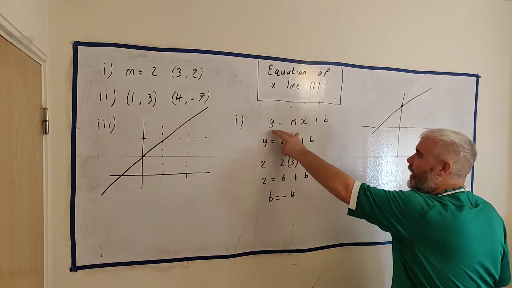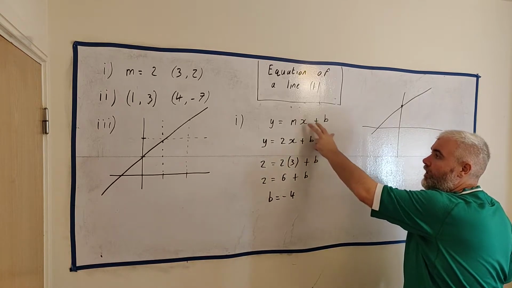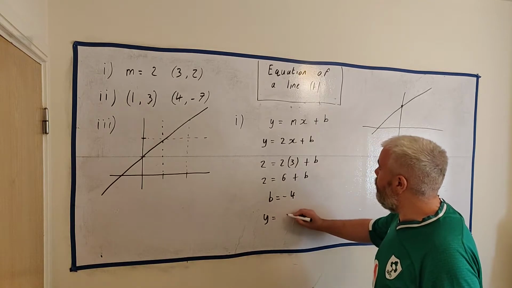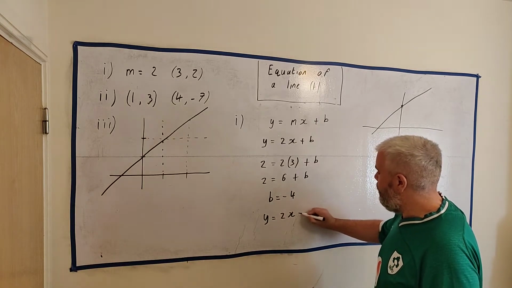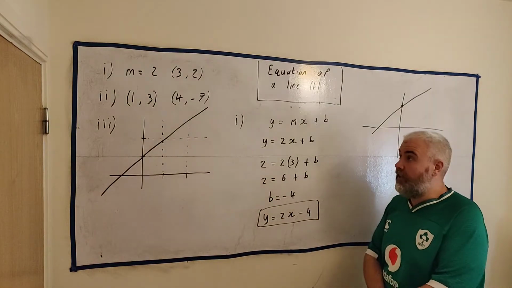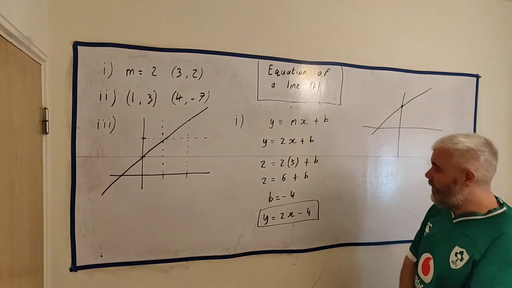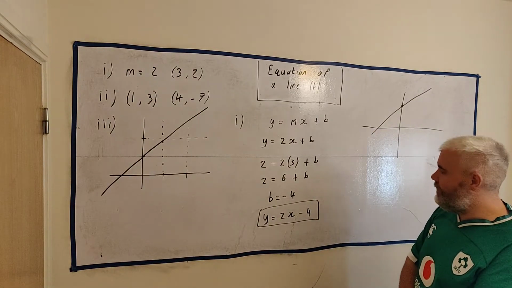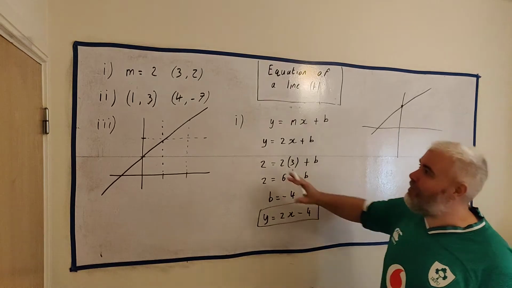And the equation of a line, this is the generic version. The equation of this line will look like this: y is equal to 2x minus 4. That's what the equation of this line looks like. Looks like the sun just went in and changed the colour of everything. Okay, let me rub this out and we'll do part 2.